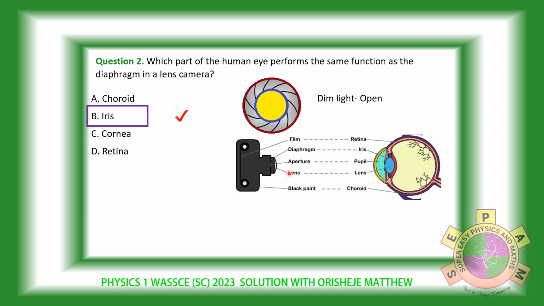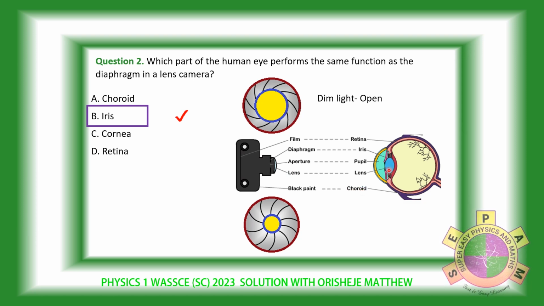But in bright light, what is going to happen is that the iris will cover up the gap in front of the lens to allow a limited amount of light to enter, which is this yellow portion. So the pupil will become smaller, making a small hole like the diaphragm. So the diaphragm will close up the aperture, limiting the amount of light entering.